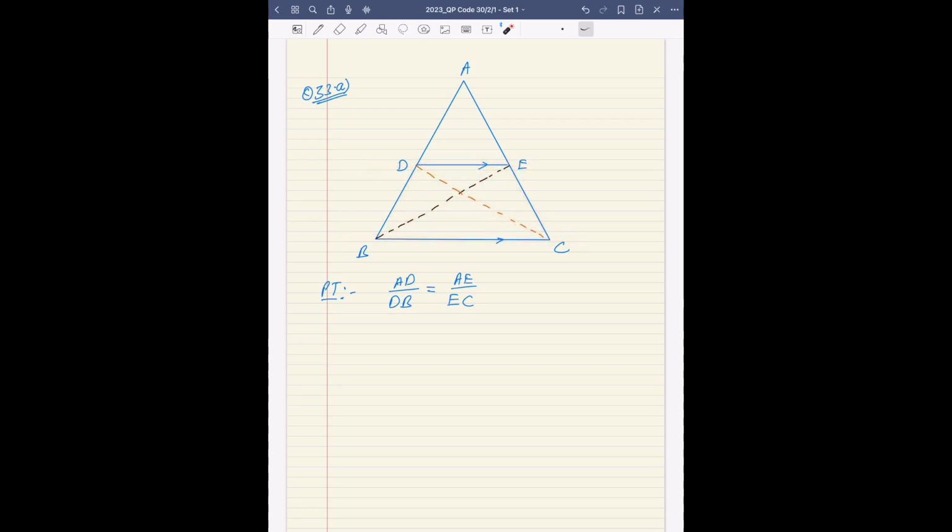Now we also need to find the area of triangle ADE. So draw a line perpendicular to AD. Let me use this color. Okay, this is perpendicular. Similarly, let's call this M. And then draw another perpendicular on the side AC. We'll call this N. This is your construction.